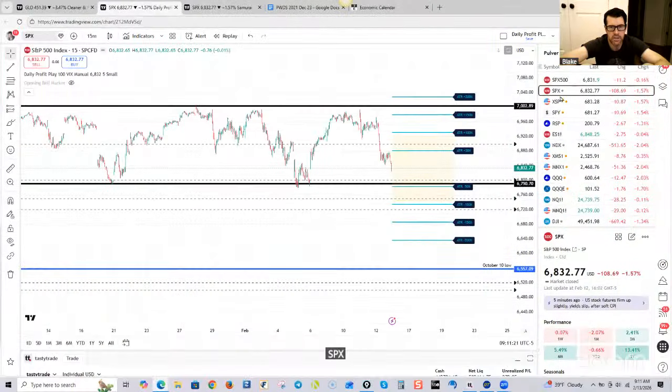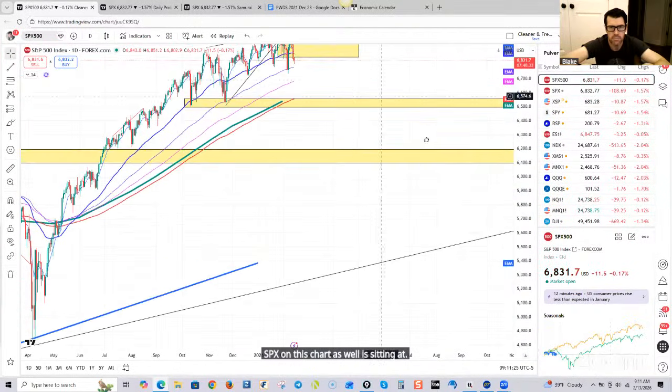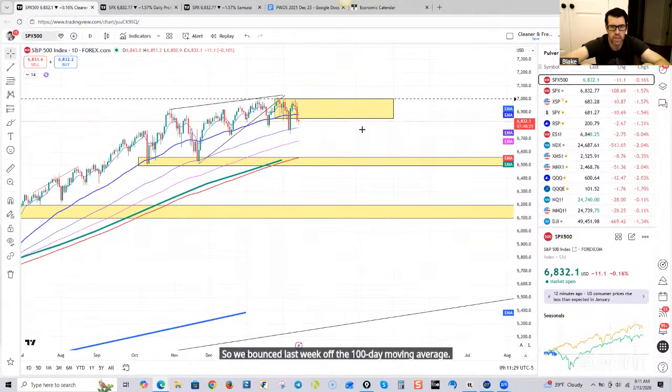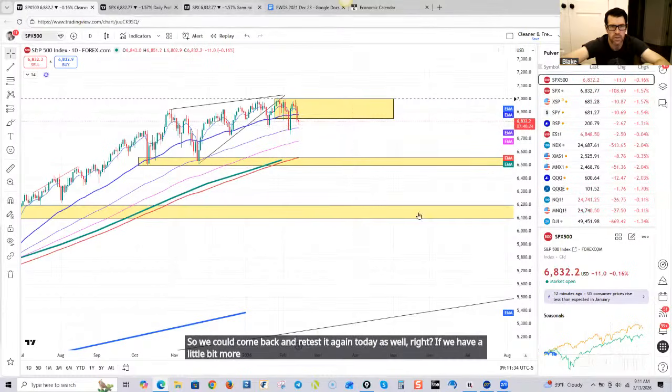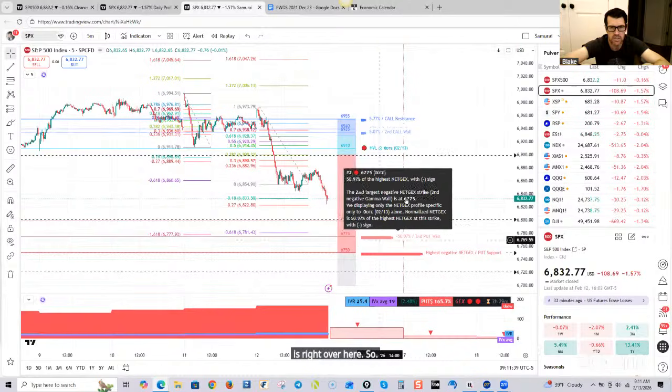SPX on this chart as well is sitting at, so we bounced last week off the 100-day moving average. So we could come back and retest it again today as well, right? If we have a little bit more downside, 6750 gamma is right over here. So 68, 67, 75, 6750.